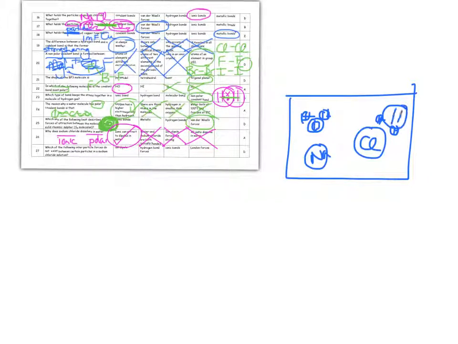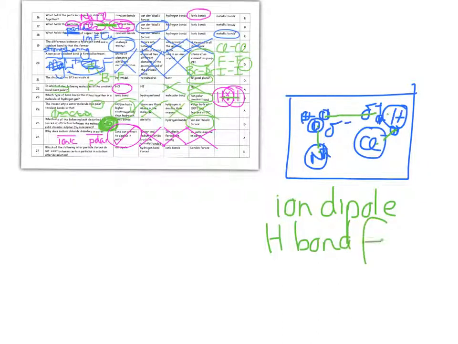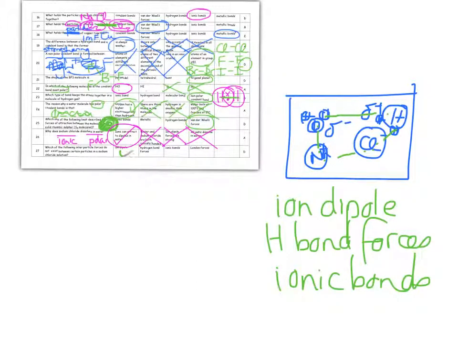So my hydrogens, which are slightly positive, will face onto the chlorine, which is slightly negative. My oxygen, which is slightly negative, will face onto the sodium, which is slightly positive. The oxygen and the sodium are attracted. The chlorine and the hydrogen are attracted by ion-dipole forces. The water attracts the other water by hydrogen bond forces. The sodium attracts the chlorine by ionic bonds. So the only one there that is not true is the London forces.